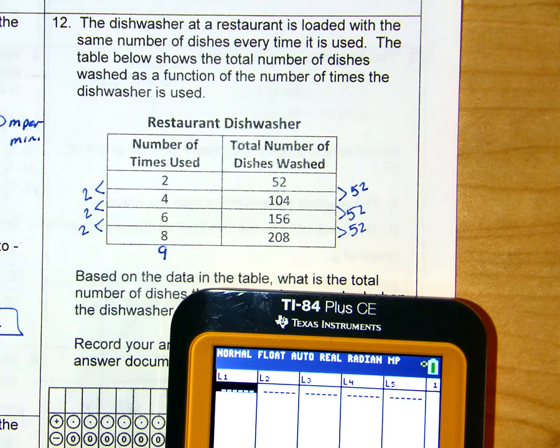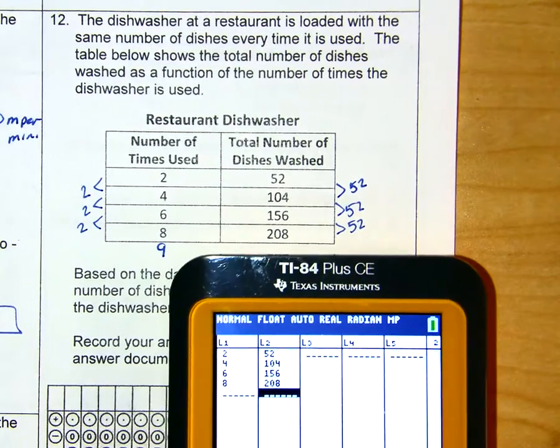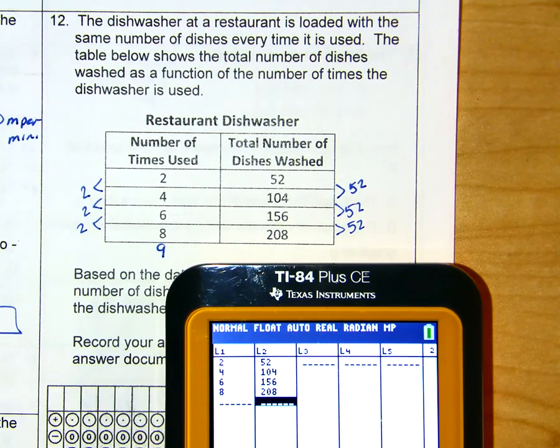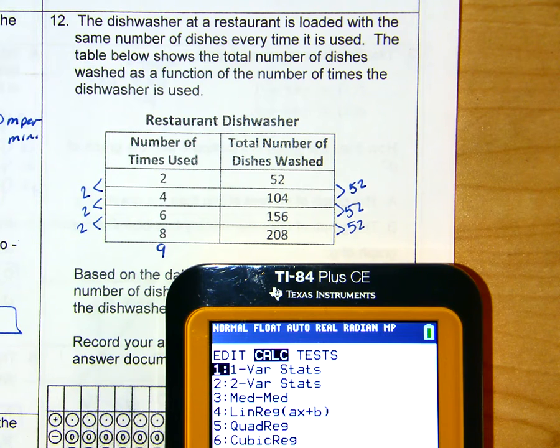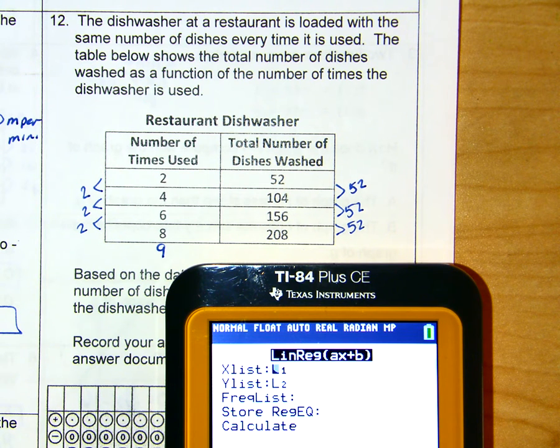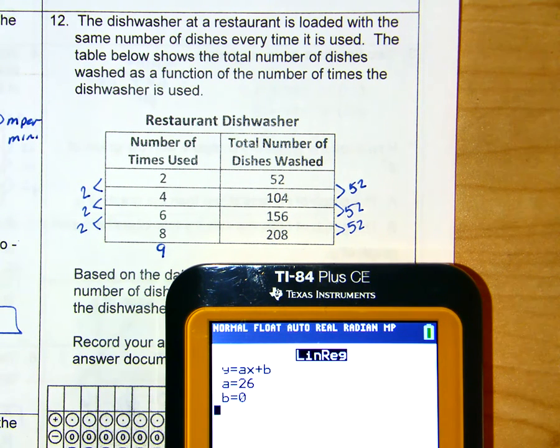we would do 2, 4, 6, 8, and come over here, 52, 104, 156, and 208. So we have those in stat. And then we would do stat again and calculate the linear regression, which would give us 26x.